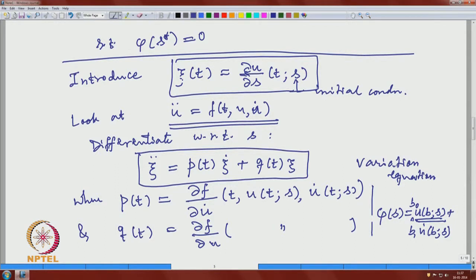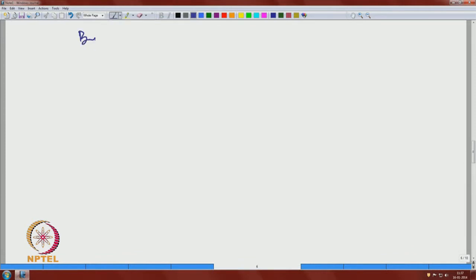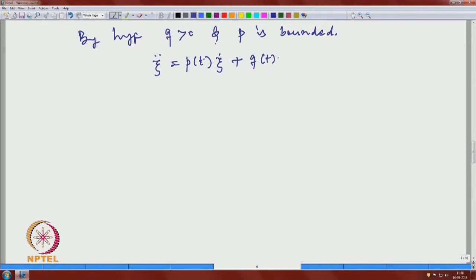Okay. So, now you see that from hypothesis this q is positive. Okay. Let me see. By hypothesis q is positive and p is bounded. Okay. So, we are going to make use of this. Okay. So let me again rewrite here. So j double dot equals p t j dot. So you keep on recalling this. So this let me call it 3 a.